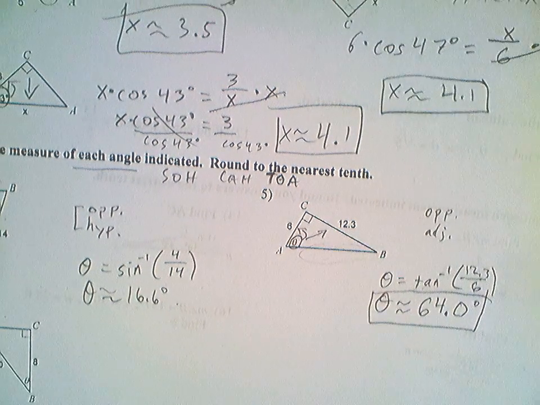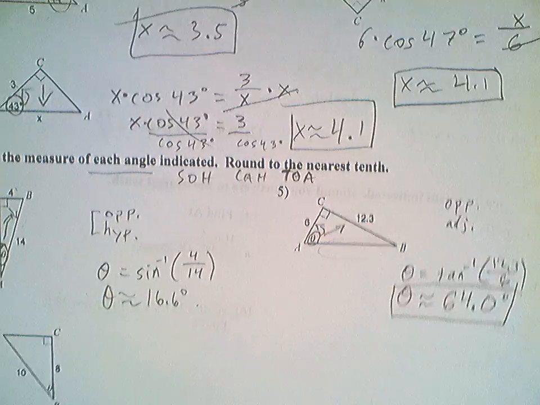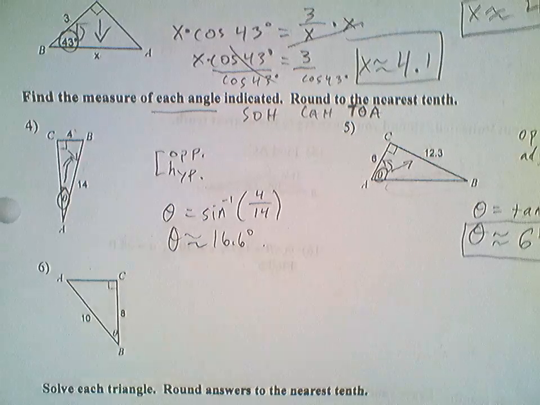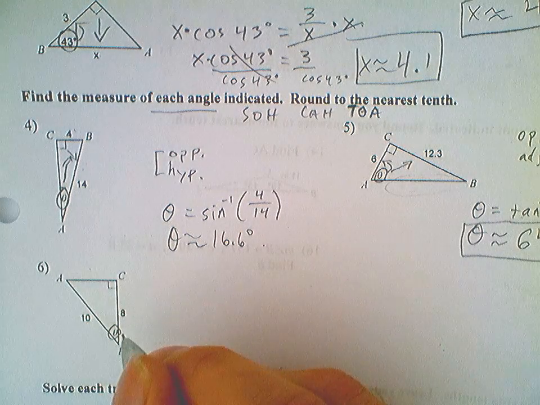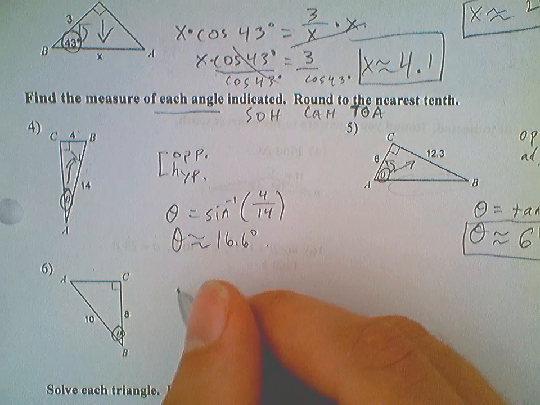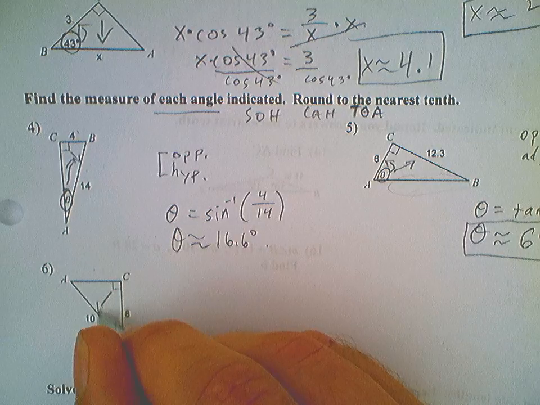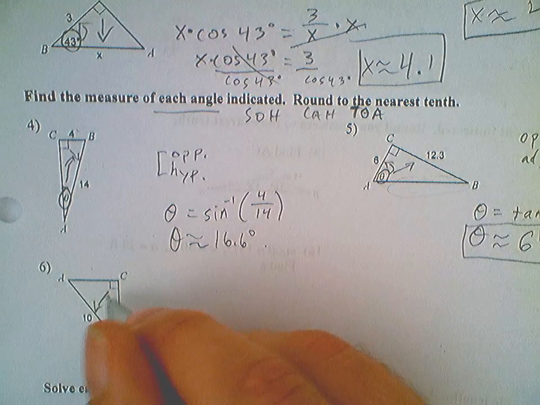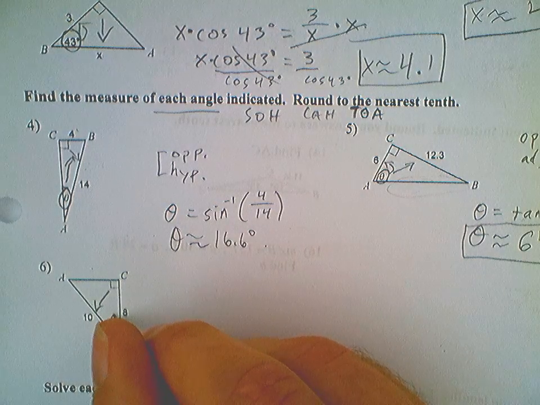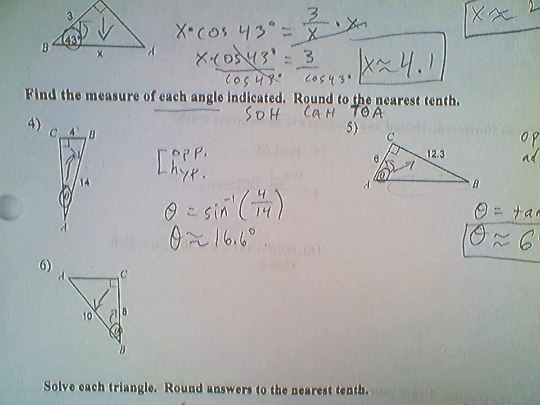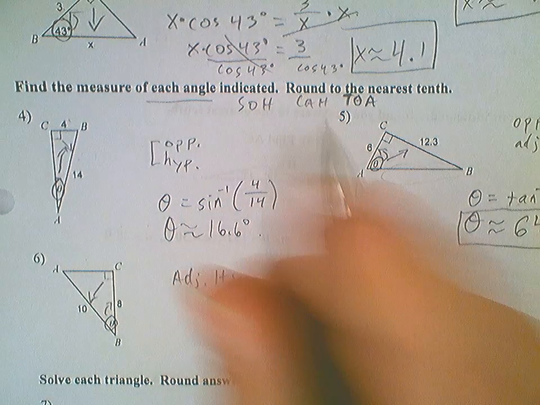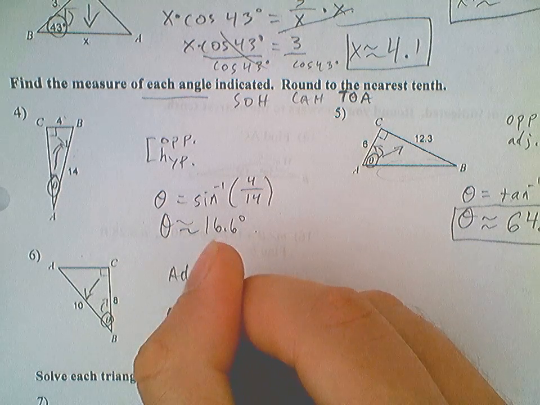And last one in this section, number 6. So I'm looking for this angle right here. So let's figure out what combination of sides we've got. It looks like we have the hypotenuse since the side labeled 10 is across from the right angle. And it looks like we've also got the side adjacent to theta. So adjacent and hypotenuse. So that means this is a cosine problem.